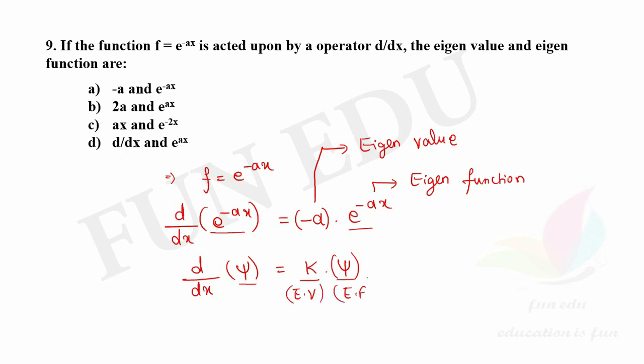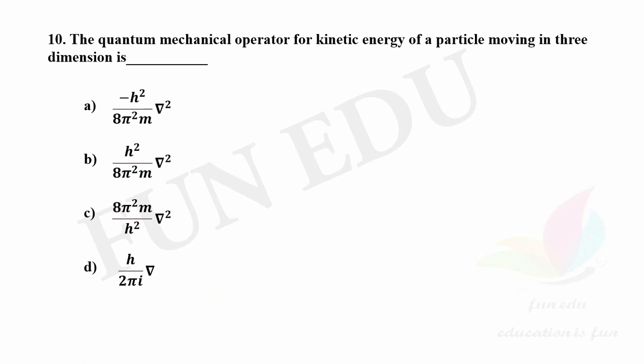So what is the answer? The eigenvalue will be minus a and the eigenfunction will be e to the power minus ax. So minus a and e to the power minus ax you need to find out. So that's why a is the correct answer. In option a you can see minus a and e to the power minus ax as the eigenvalue and eigenfunction values. So a is the correct option.